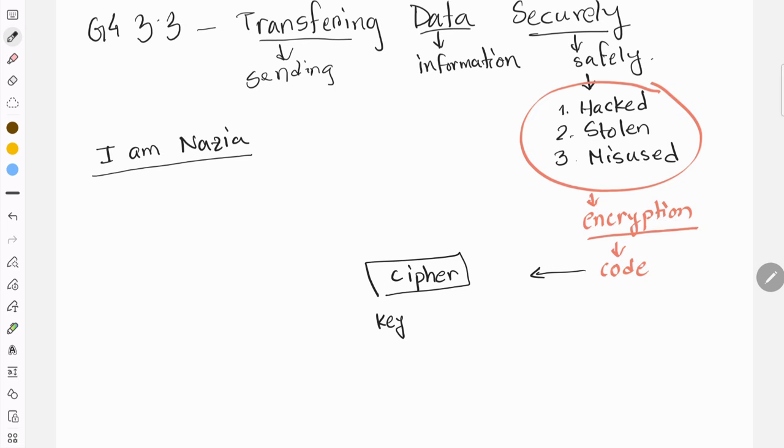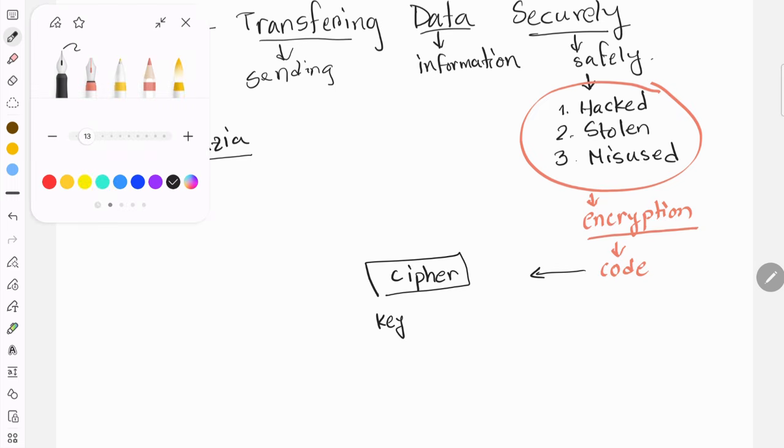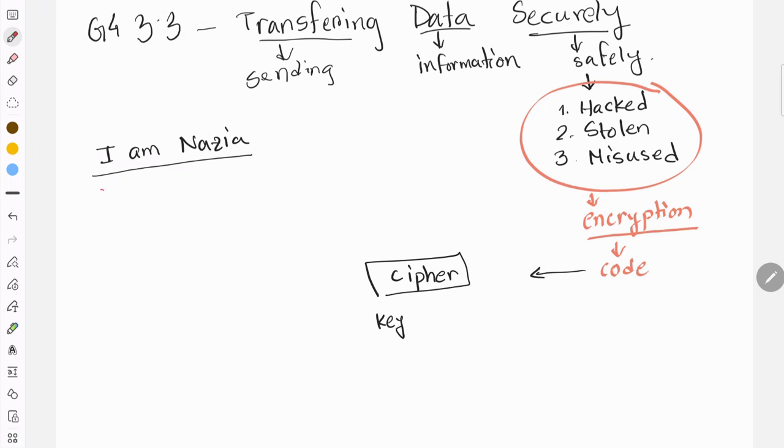Let's say my cipher is that I will turn all the letters to the next letters. So what is the next letter of I? The next letter of I is J. The next letter of A is B. The next letter of M is N. The next letter of N is O. In this way, I will keep turning all the letters to the next letters, which will give me a message like this.